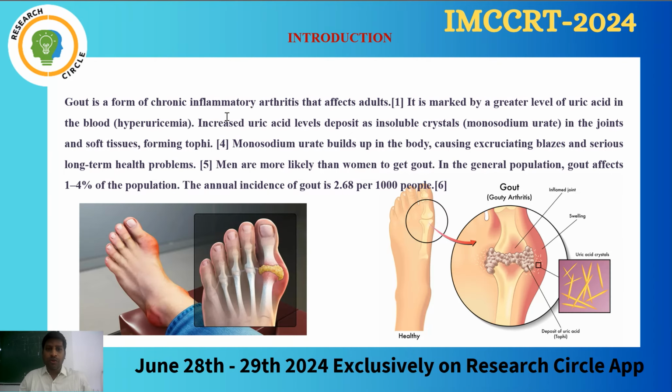So allopurinol and Lesinurad are used for gout. It's a chronic inflammatory arthritis that affects adults. It is marked by a greater level of uric acid in the blood. The normal uric acid level is 2.5 to 7.2 milligrams per deciliter. So the increased level of uric acid in blood is called gout arthritis, and my selected combination is used to treat that gout arthritis.